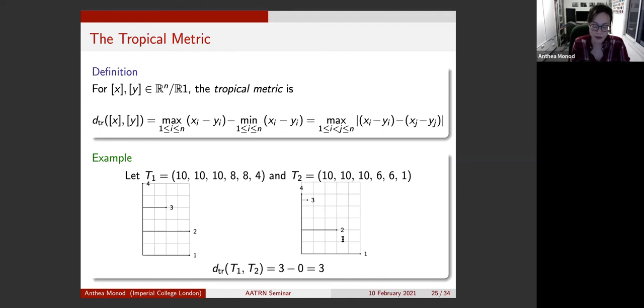One thing that we've actually proven is that this is a rigorous metric. All of the properties of a metric hold, including the triangle inequality. So it's not a pseudometric or anything like that. It's actually a real, honest-to-goodness metric.